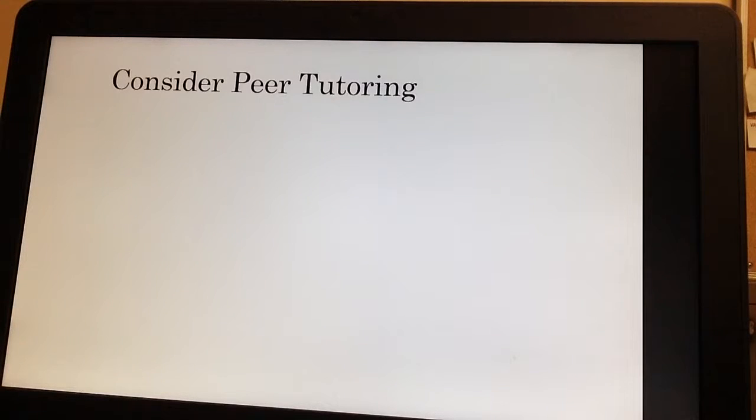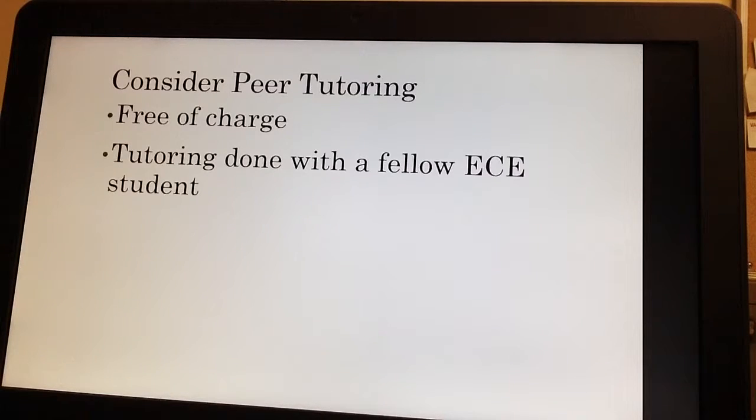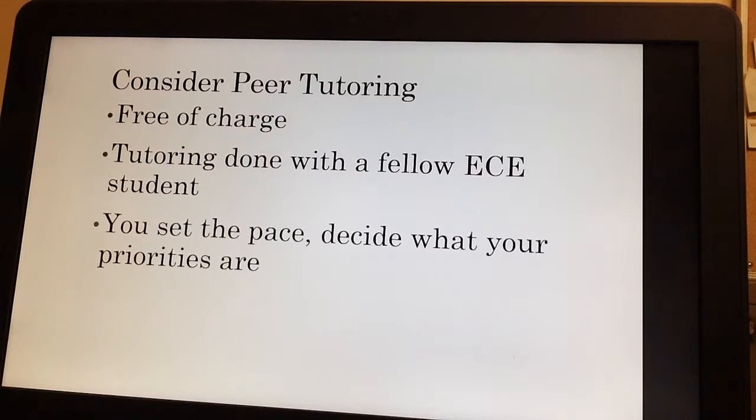You might also consider peer tutoring, which is a service that the ECE department offers. It's free of charge. It's tutoring that's done with a fellow ECE student, usually somebody in a year or two ahead of you, or somebody that's done very well in one of the courses. And if you are being tutored, you set the pace and decide what your priorities are in terms of what you'd like the tutor to focus on. So consider peer tutoring if understanding the content is something that you have been struggling with.